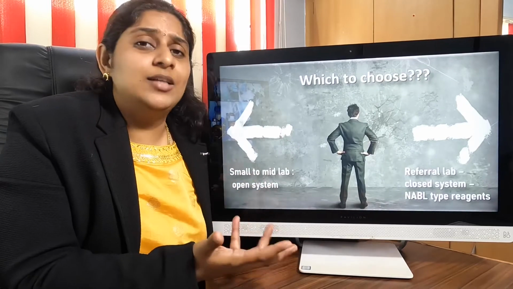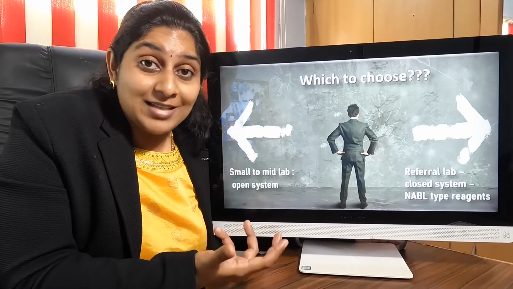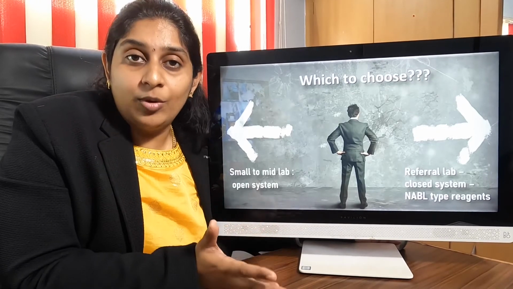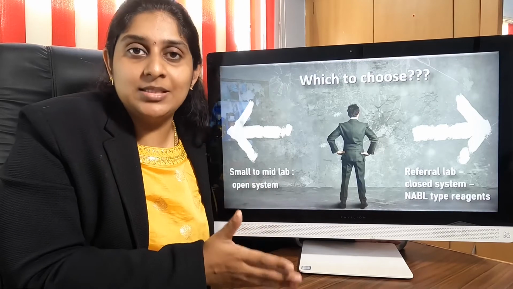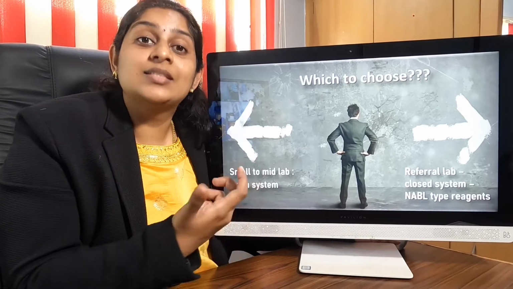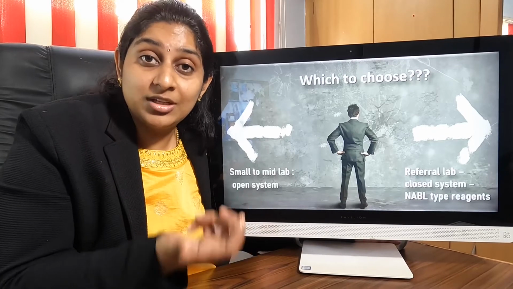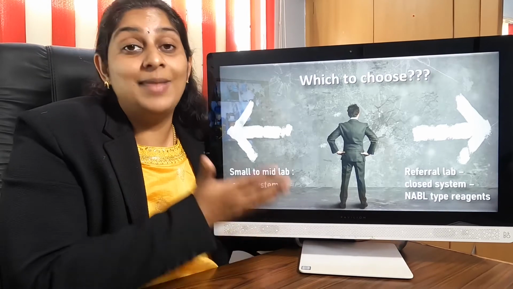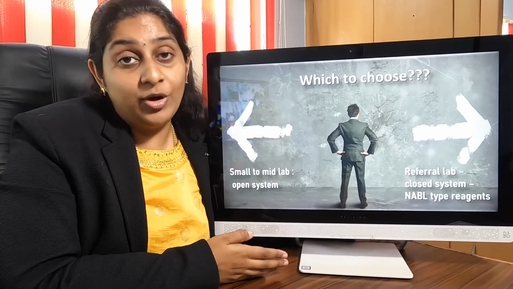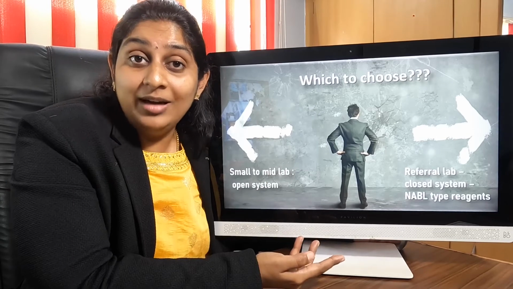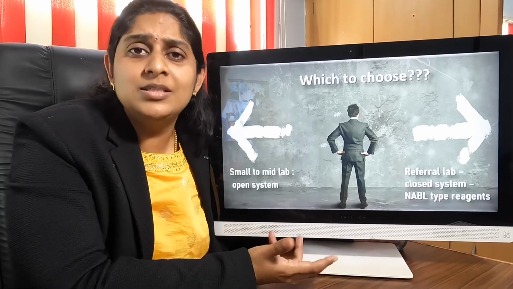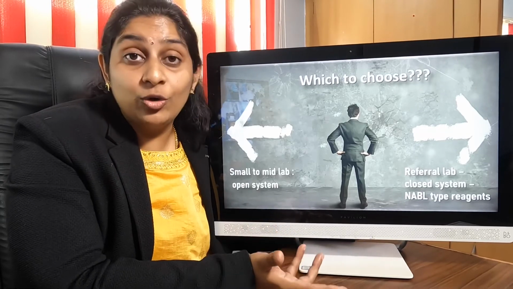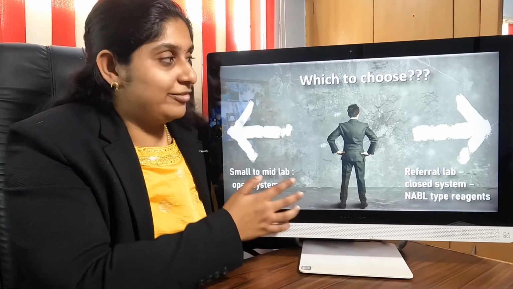Having all these factors in mind, which machine is best suited for you? When you have a small to mid-size laboratory, it is better you go for an open system, because you can try various reagent companies for your machine and then decide which is best suited for your laboratory. Whereas when you run a referral laboratory with a promised sample load of nothing less than 2000 samples per day, it is better you go for a closed system, which is going to be really cost effective.